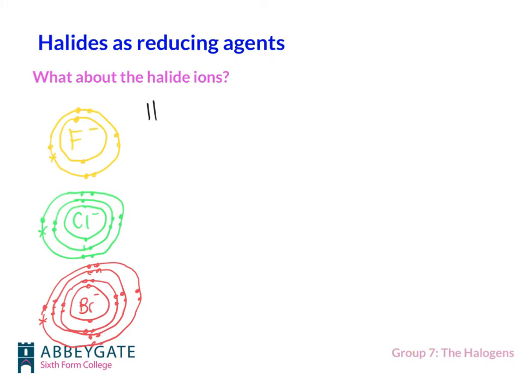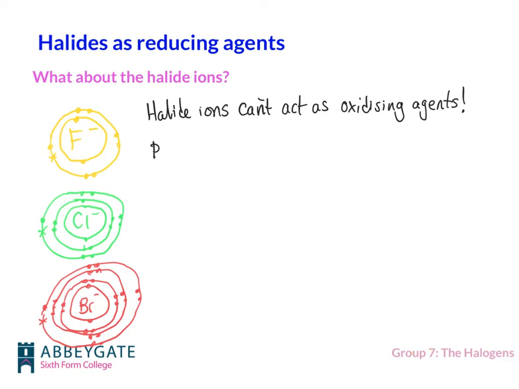So now let's look at the halide ions and how the halide ions can act as reducing agents. So I've quickly drawn the halide ions there. This time they've each got a full outer shell, but as we can see, as we go down the group, we get bigger. So halide ions can't act as oxidizing agents. They can't remove electrons from other species, but they can donate electrons. They can give electrons away. So they can act as reducing agents because they can give electrons to other elements and reduce other things. So they can lose electrons.